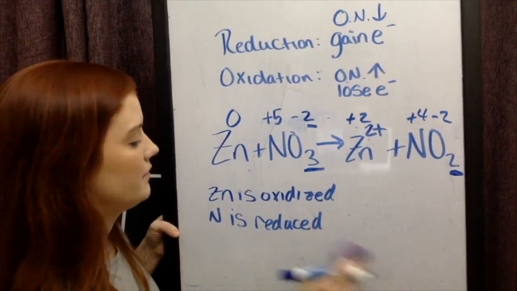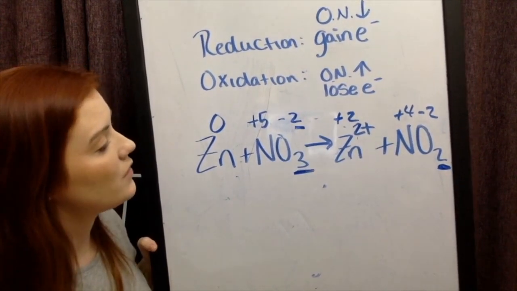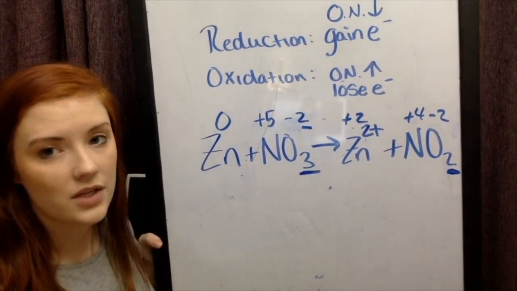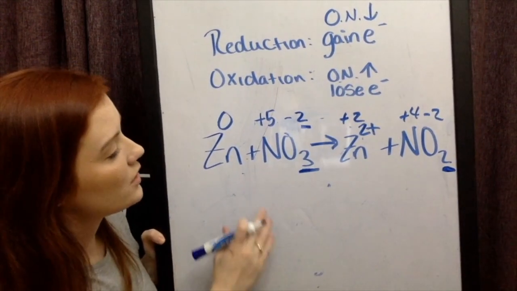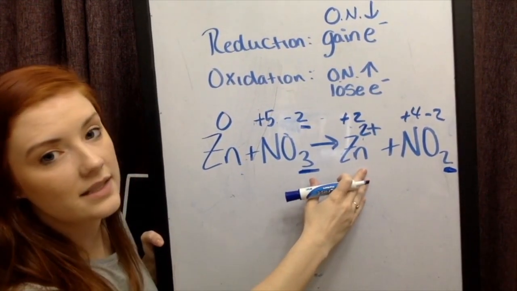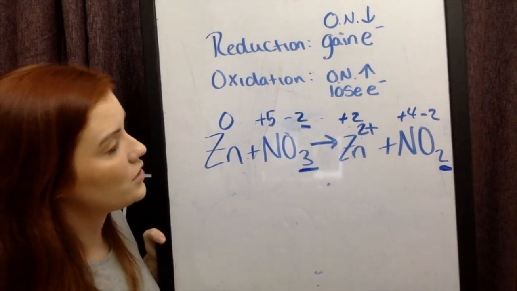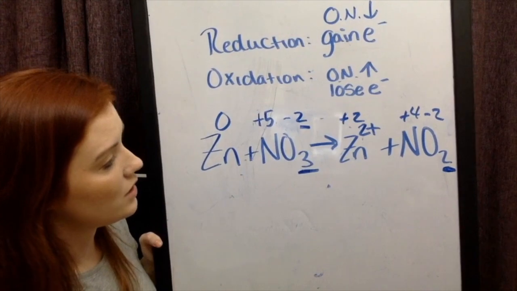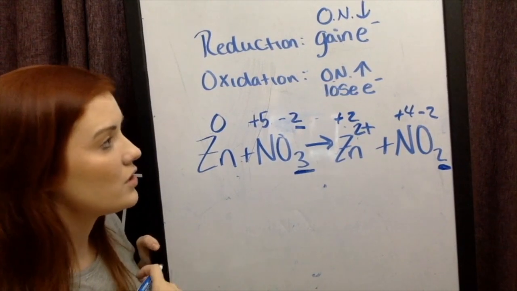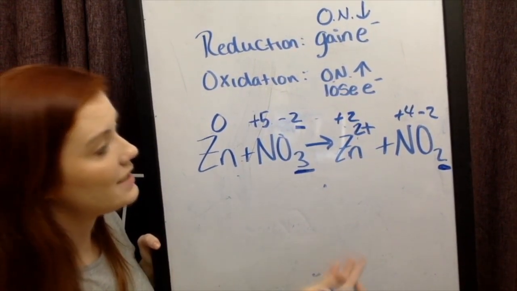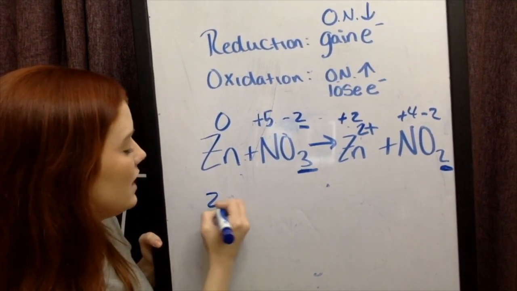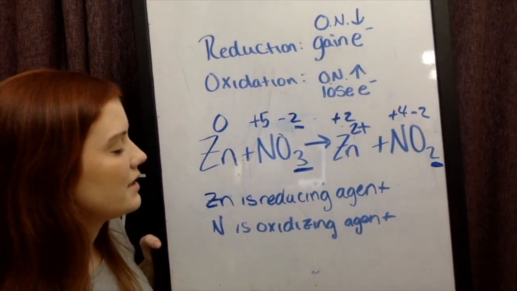Right, if zinc is being oxidized and nitrogen is being reduced, which one is our reducing agent? Remember, zinc is going to be our reducing agent because it is responsible for the reduction of nitrogen, okay? It loses 2 electrons by oxidizing and gives them over to nitrogen, which is gaining electrons, and so therefore it is being reduced. On the flip side, nitrogen is being reduced, gaining electrons and taking electrons away from zinc, so it is the oxidizing agent. So zinc is the reducing agent and nitrogen is the oxidizing agent.